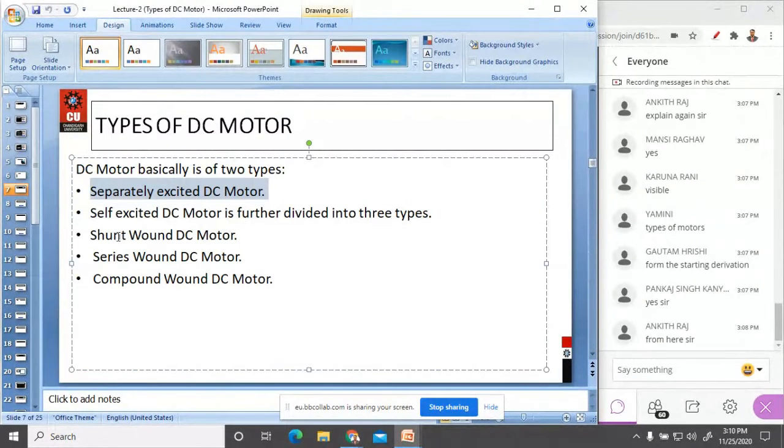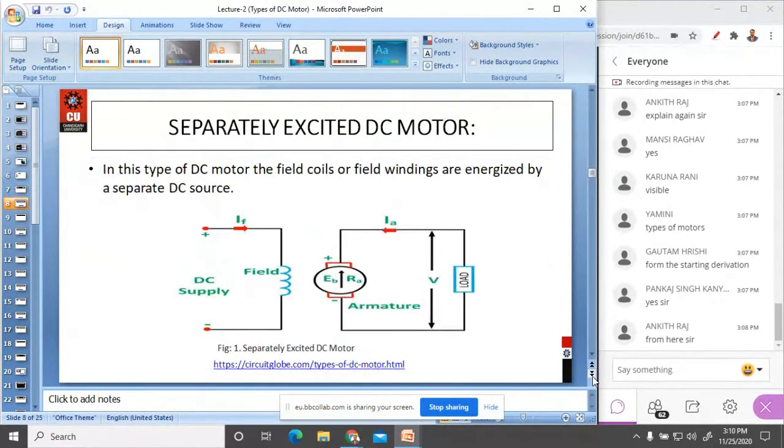What is a self-excited DC motor? Self-excited DC motor means inside your motor there is some mechanism to create excitation. So that is called a self-excited DC motor. That self-excited DC motor is divided into three types: shunt, series, and compound. Okay, so let's see one by one.